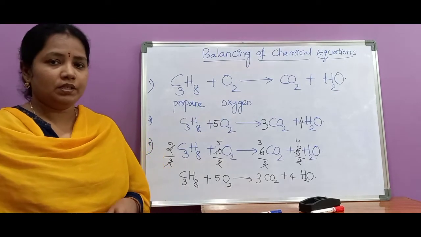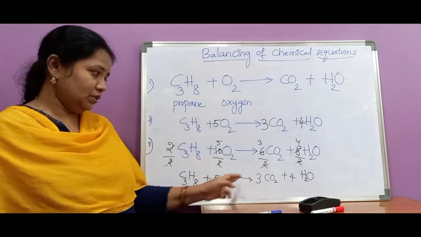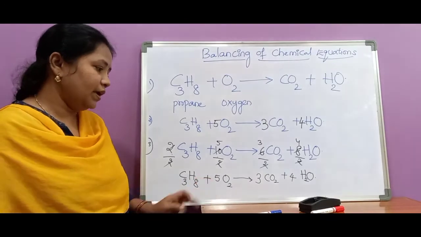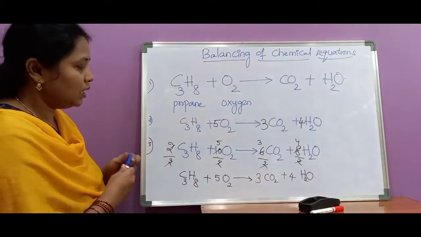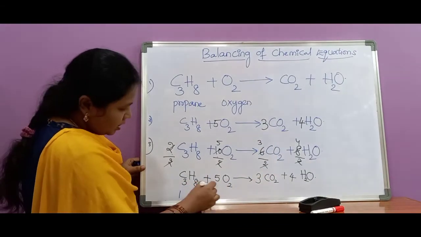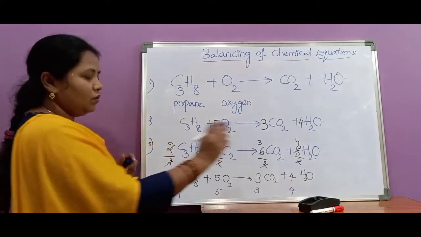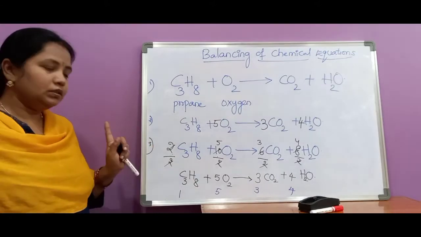So like this, we should not write whatever coefficients we want to write. Always we must make sure that all the coefficients of the equation are divided by the highest common factor, so that we get the simplest whole number ratio of the coefficients. Here what is the ratio of the coefficients? Here 1, here 5, here 3, here 4. This is the coefficients ratio. This is the smallest whole number ratio. This is our third step.